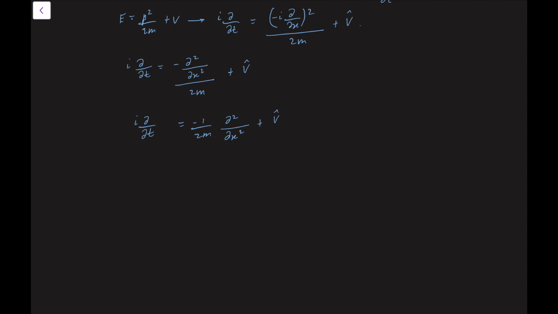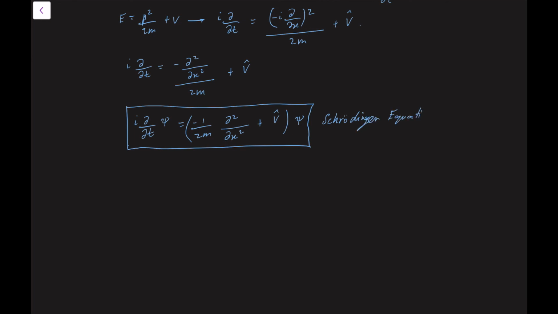Now, these are still operators, and these operators have to act on functions. They're going to act on a certain function. We write that function using the Greek letter psi. And this particular equation, for psi is a function, this particular equation is called the Schrödinger equation. It's one of the most important equations in quantum mechanics.